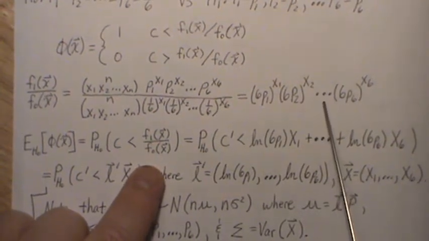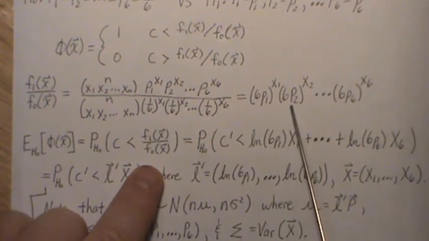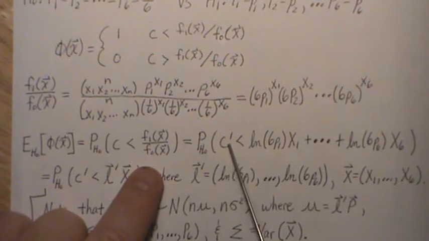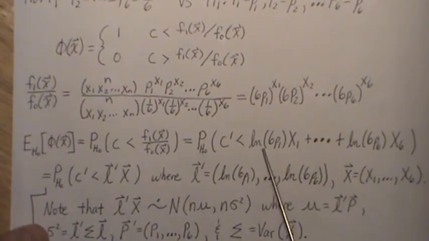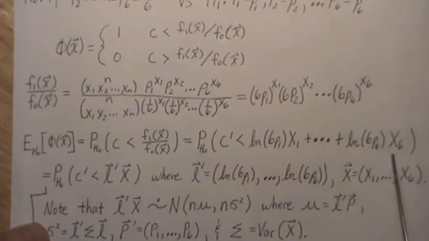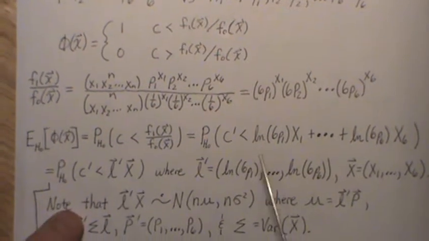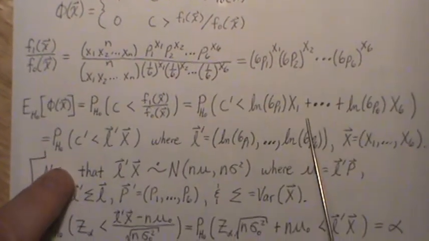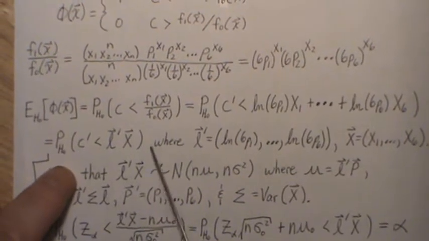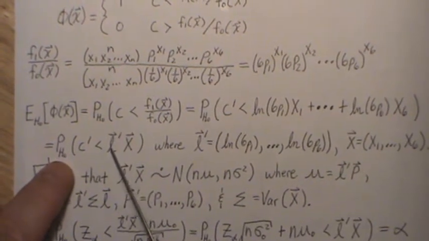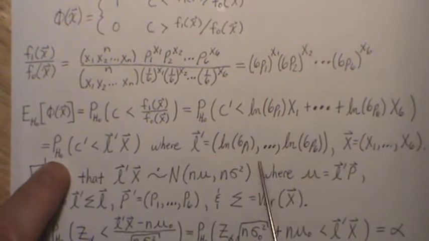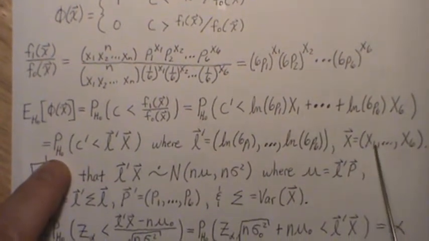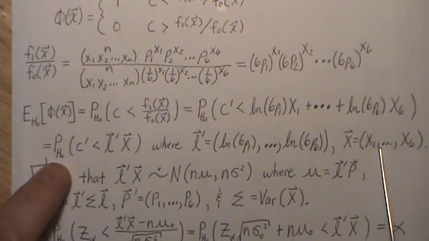So if we take the log of both sides, then this becomes some other constant, c prime, and then the log of a product's the sum of the logs, so we get this, and then that exponent can be taken out front. So this can be thought of as a linear combination. So this probability is exactly this, where L transpose X, where L is just these coefficients out front, and X, of course, is our multinomial variable.